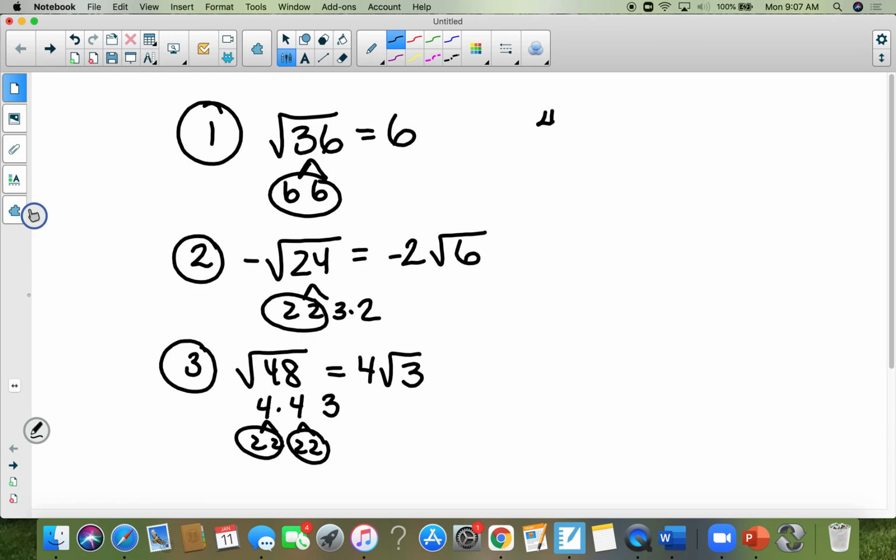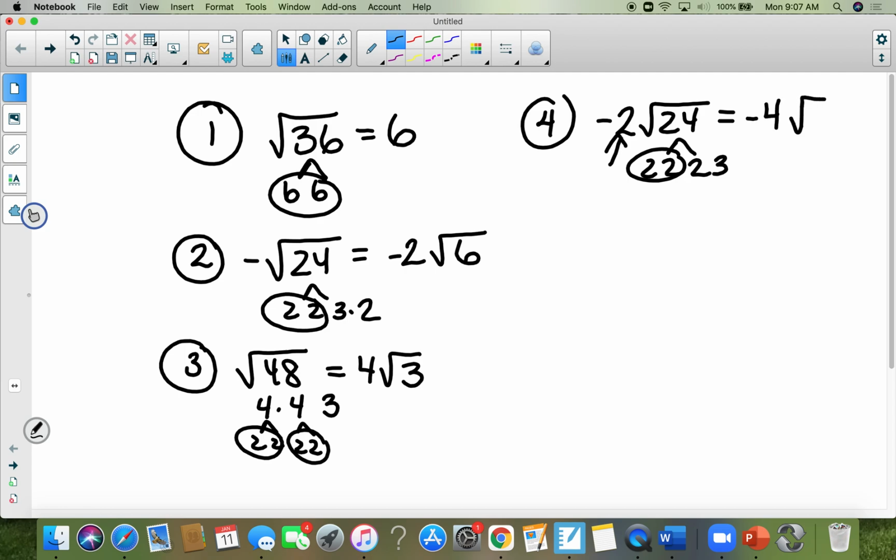Number 4 is a negative 2 root 24. 24 again is 2, 2, 2, and 3. I just did it over here on number 2. And remember, again, you're looking for 2 of the same thing, and for every 2, I can take one out. So for number 4, I can take out a 2, but there's already a negative 2 out there, so that's going to give you a negative 4 on the outside with 6 on the inside.